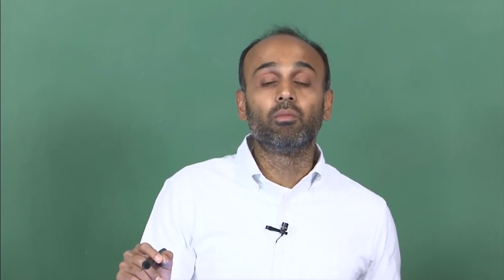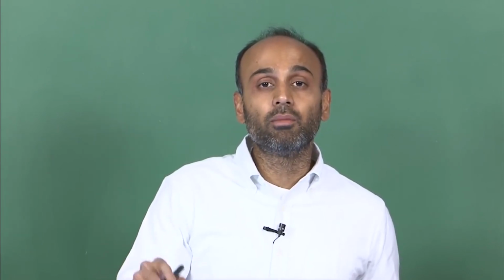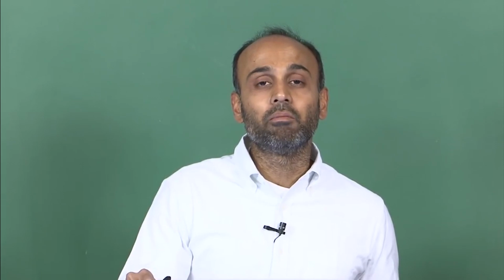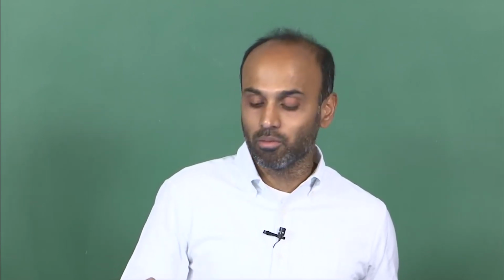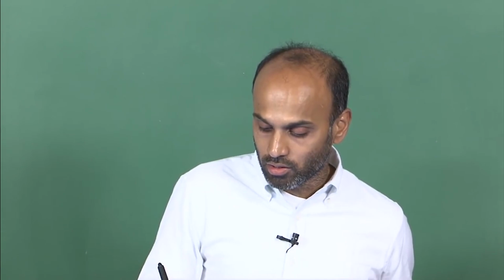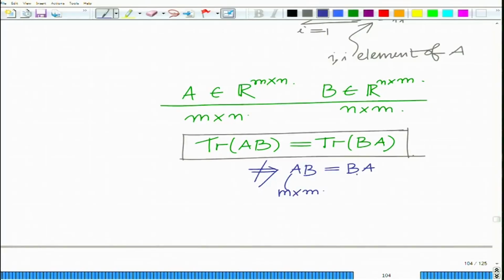In fact, AB in the most general case is typically not equal to BA, because AB is of size M cross M, while BA is of size N cross N. So if M is not equal to N, the sizes themselves are different. So AB is not equal to BA. This is an M cross M matrix, and this is an N cross N matrix, BA.